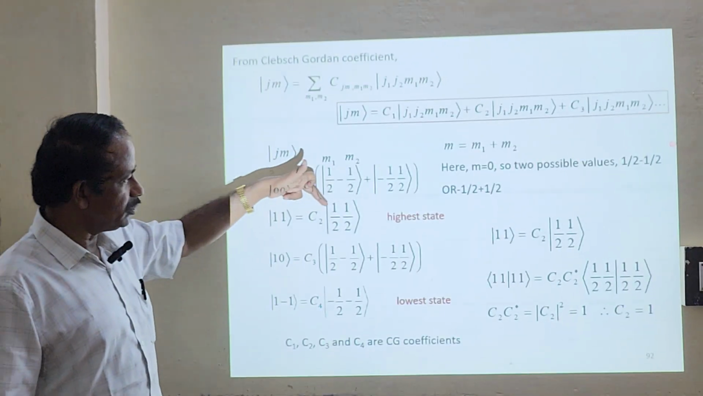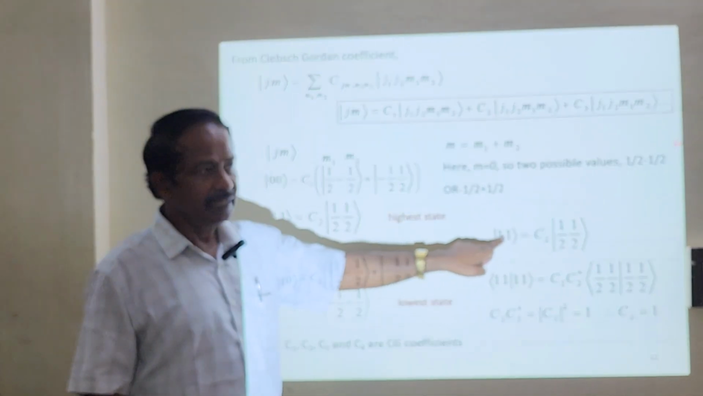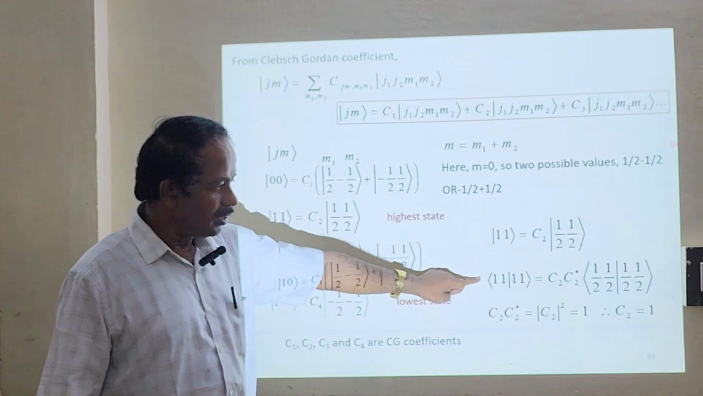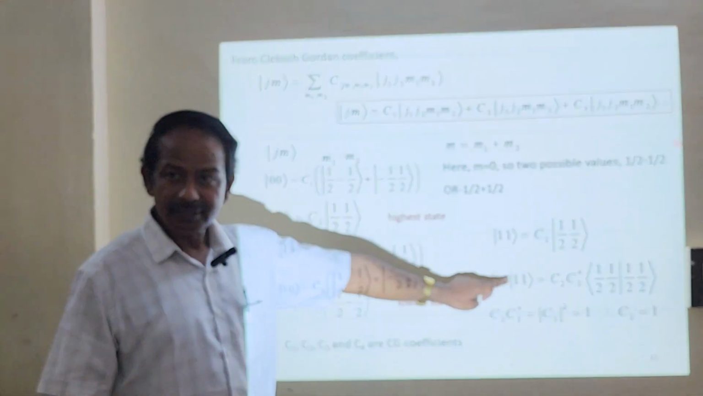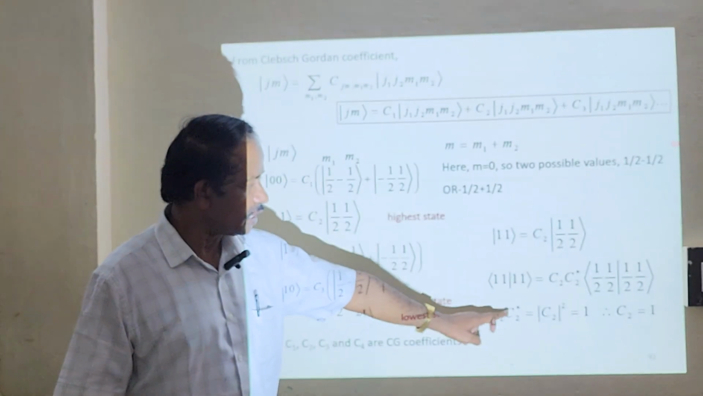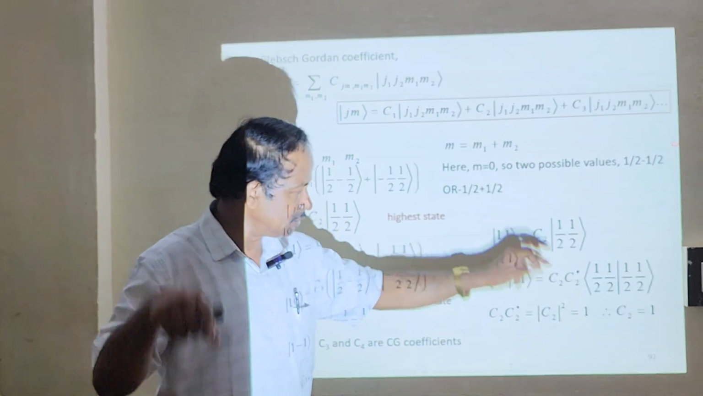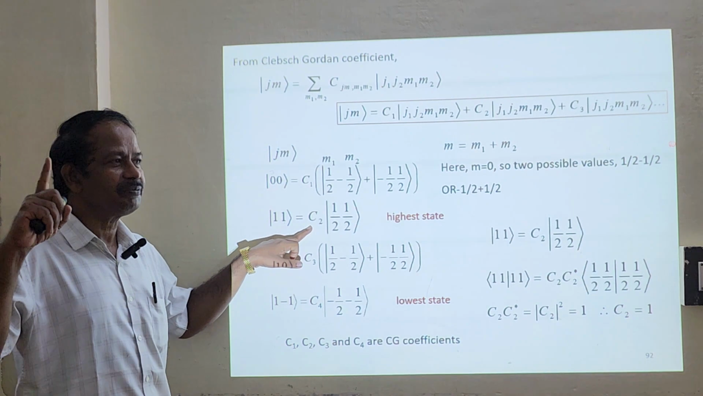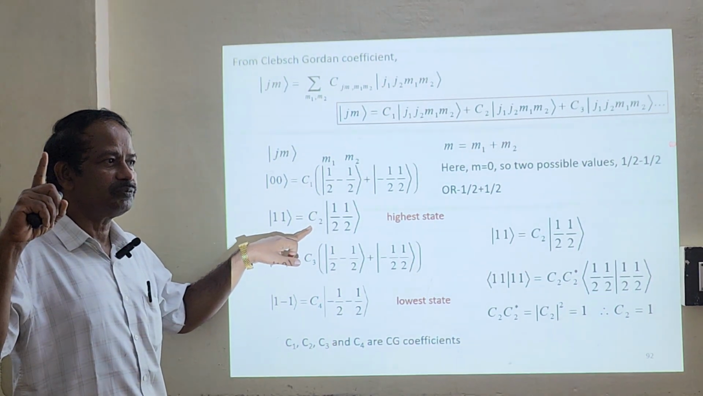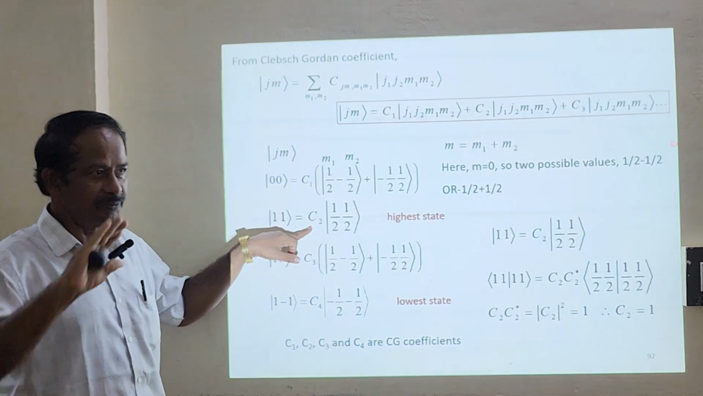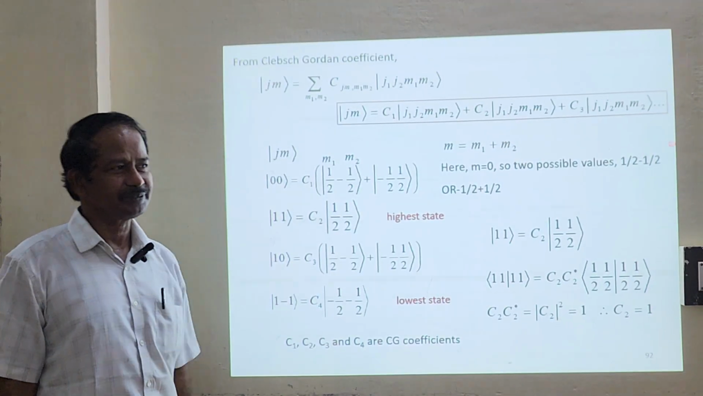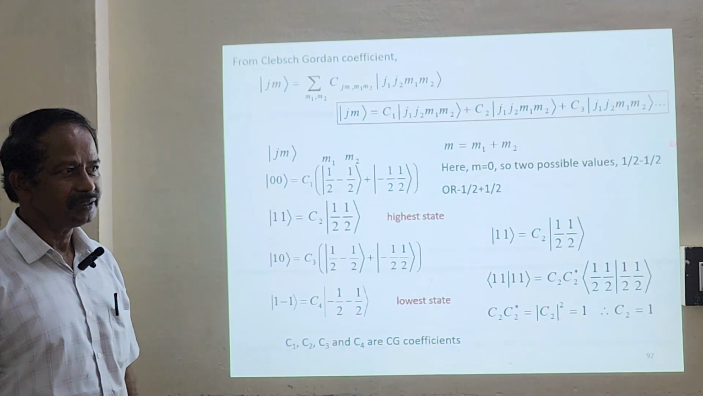So now we are going to use the same method. See, 1, 1 is c2 times 1/2, 1/2. Take the bra on both sides and normalize. You will get c2 star c2, which is equal to mod c2 squared. The answer will be 1, so your c2 will be 1. So we have found the first Clebsch-Gordan coefficient, which is nothing but c2 equals 1. Remaining c1, c3, c4 are left out. Simple. Is it okay?